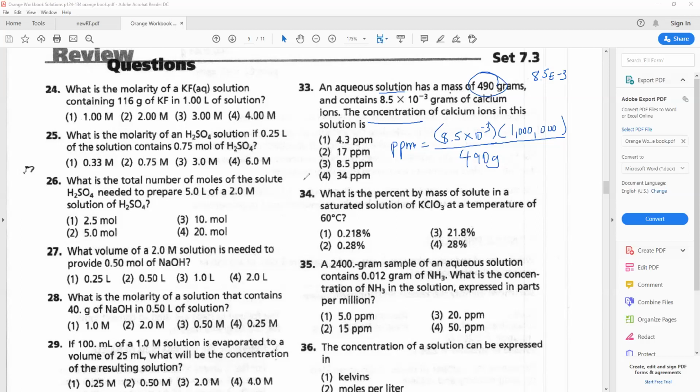And you are going to get 17 ppm. So practice putting the numbers in your calculator until you get 17 parts per million. Or it's going to be 17.3, so you're going to round to 17 parts per million.